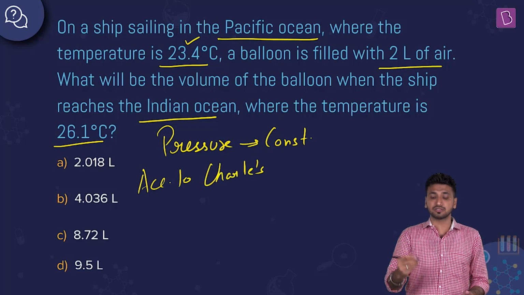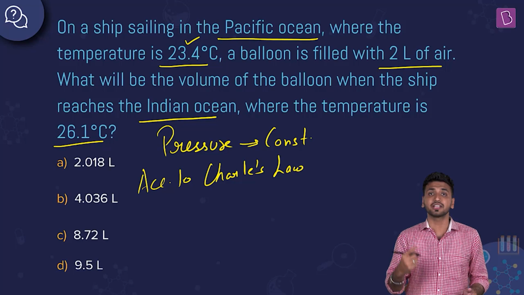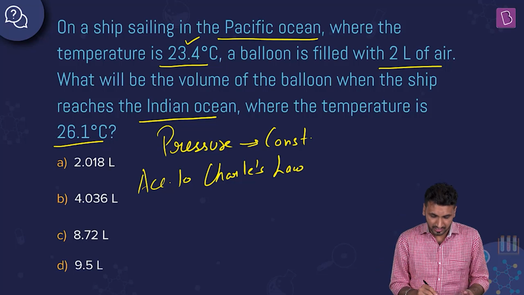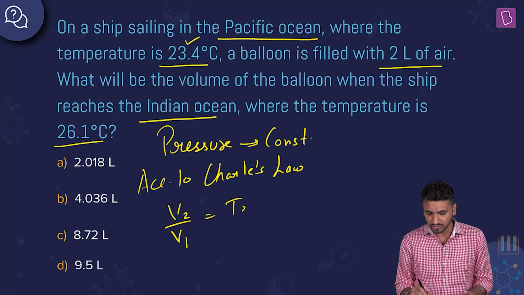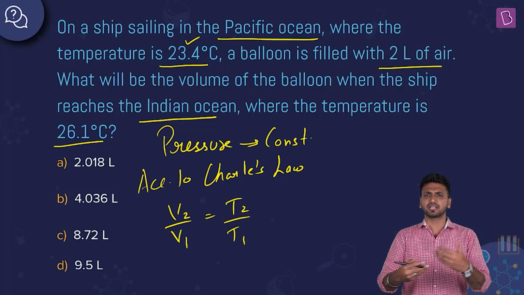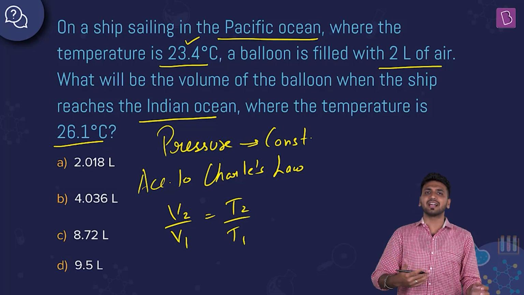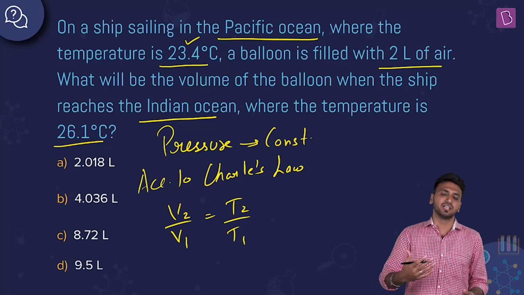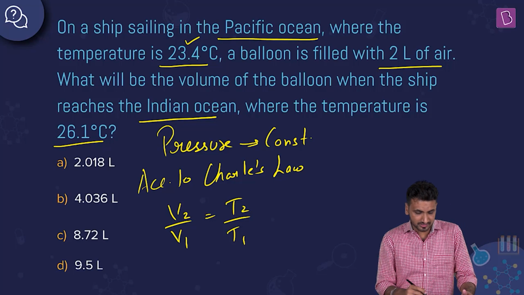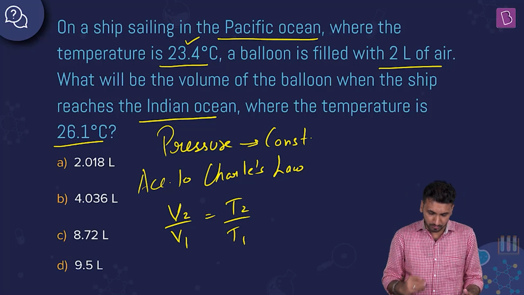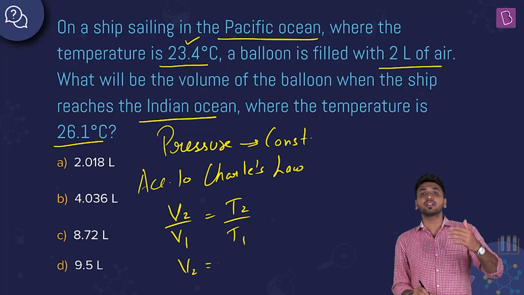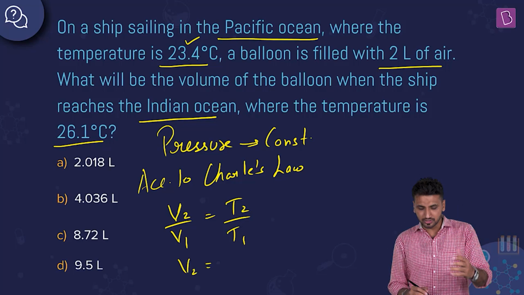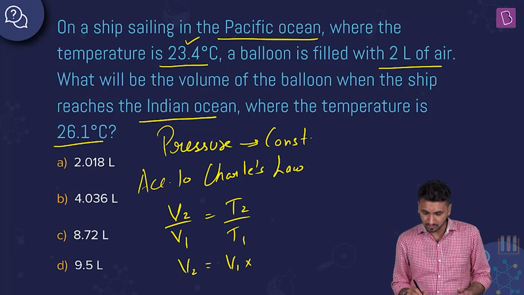What is the formula for Charles law? Come on, recall that. It is V2 by V1 is equal to T2 by T1, right? Volume is directly proportional to temperature when pressure is constant and moles of gas are constant. So the final volume of the balloon, V2, is going to be V1 into T2 by T1.